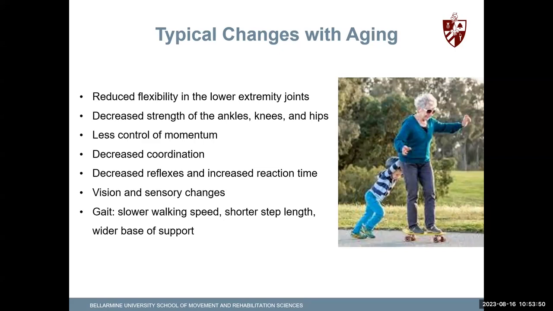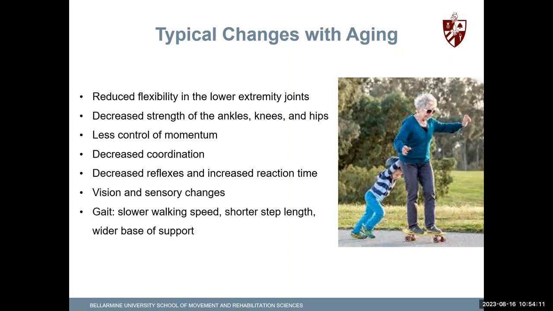With that being said, we also know that many of these changes can be mitigated or slowed down with targeted exercises, physical activity, and appropriate medical care. So knowing these changes can certainly help us target outcome measures and what we want to be looking for with our older adults.